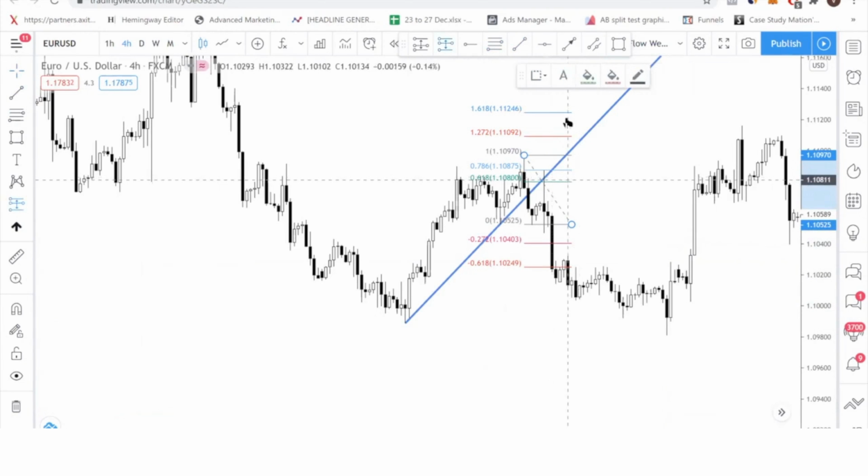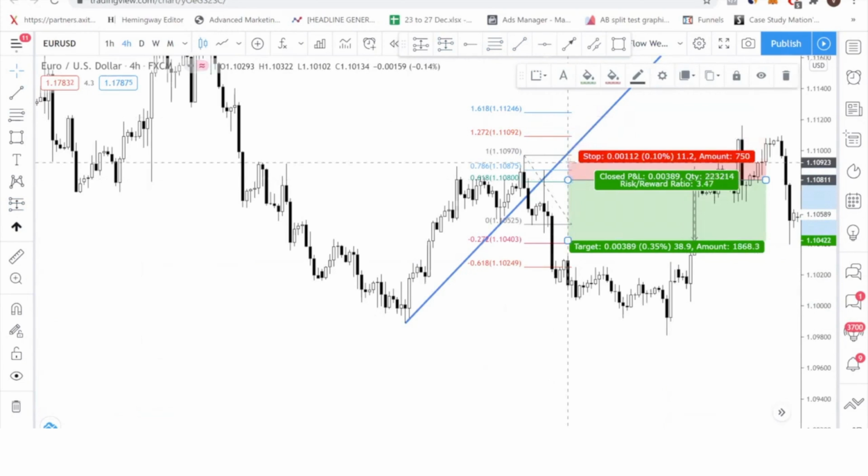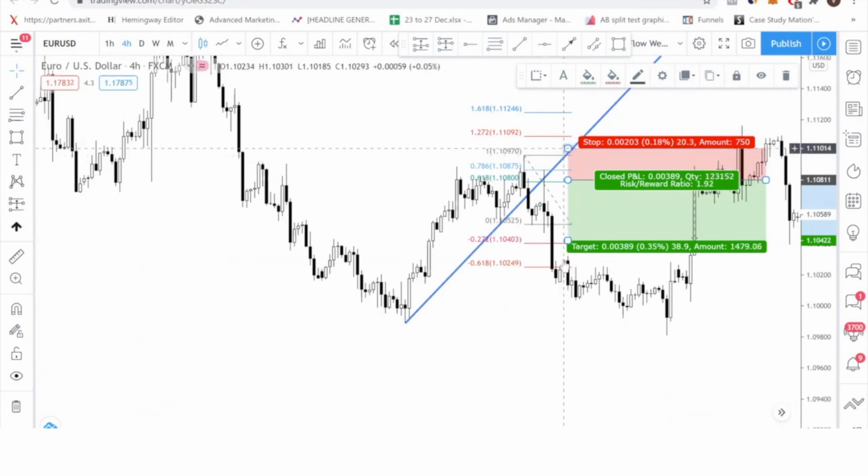Okay, so your stop loss has to go above the 0.786 Fibonacci level with some buffer. In this case, let's say you want to be conservative and you put it above the swing high, and you just put your take profit at the 0.272 level. So this is how you set up your trade. Very simple. Hopefully you apply this, because this is a very, very powerful strategy.